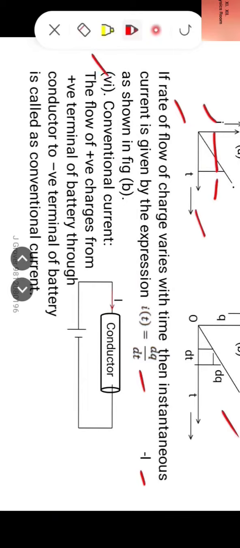6th, conventional current. The flow of positive charges from the positive terminal of battery through conductor to the negative terminal of battery is called conventional current. So look at the diagram. The circuit contains a conductor connected to a battery, and electric current is flowing from the positive terminal of the battery through the conductor to the negative terminal of the battery. So we call it conventional current.